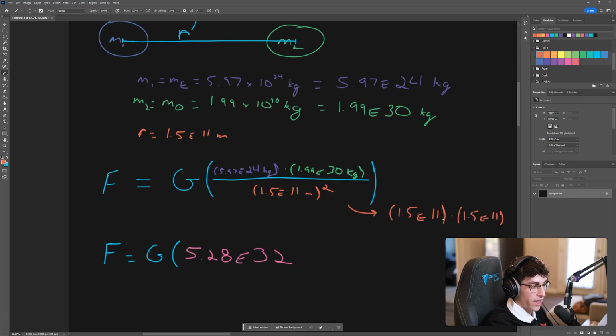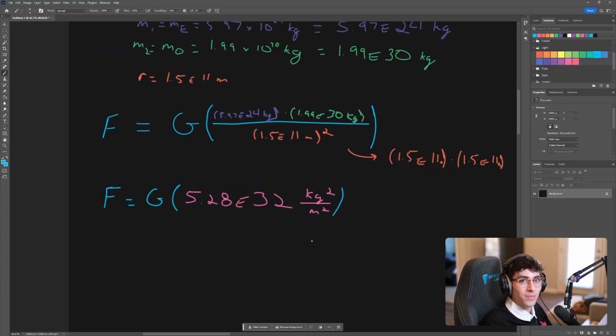And both of these have meters. So then it's meter times meter, which is meter squared. So our units become kilograms times kilograms. Kilograms squared is going to be on top. Kilograms squared over meters times meters, or meter squared. And those are our units currently. And now we are one step away from calculating the force of gravity from the sun and the earth.